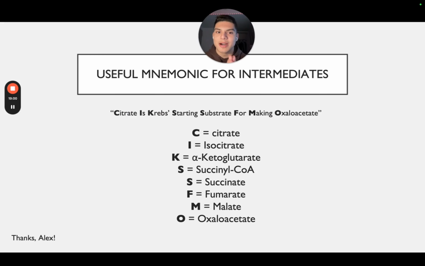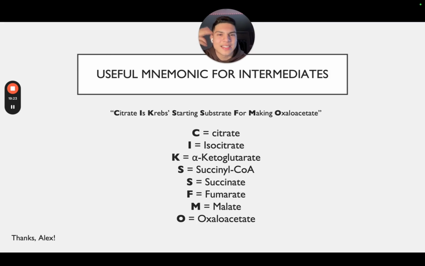So this is the useful mnemonic for intermediates. And trust me, this is a good mnemonic. Citrate is Krebs starting substrate for making oxaloacetate. I don't know if I counted that right. I was doing random finger motions. But essentially, you're starting with citrate, and then "is Krebs": isocitrate, alpha-ketoglutarate, "starting substrate": succinyl-CoA, succinate.